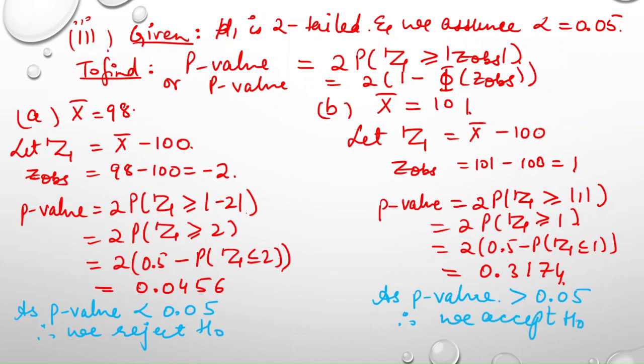So this is how we can find out the p values for the z test, and in the next lecture we'll be talking about the steps of hypothesis testing, followed by the z test we'll be doing in our next lecture.